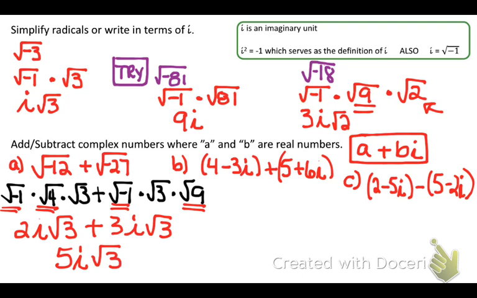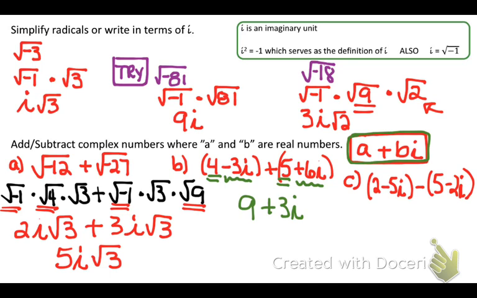Now we're going to take a look at letter B. So for letter B, we simply are going to combine like terms. So 4 plus 5, we end up with our 9. Negative 3i plus a positive 6i is plus 3i. And remember, we want to keep it in standard form, so that's the correct form.